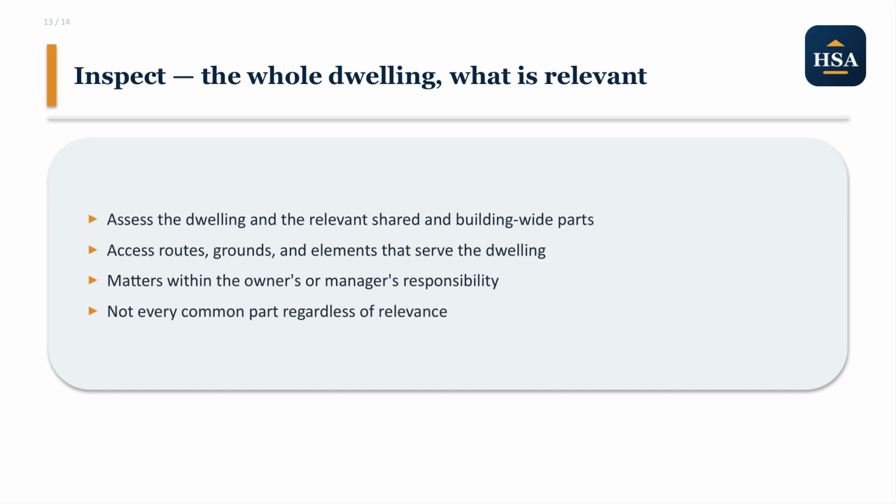A word on the inspection. The HHSRS uses a whole dwelling assessment, but that does not mean every common part, regardless of relevance. You assess the dwelling together with the relevant shared and building-wide parts, the access routes and grounds, and the structural and common elements that serve it, where those are within the owner's or manager's responsibility and relevant to the hazards being assessed. The test is relevance to the risk, not completeness for its own sake.